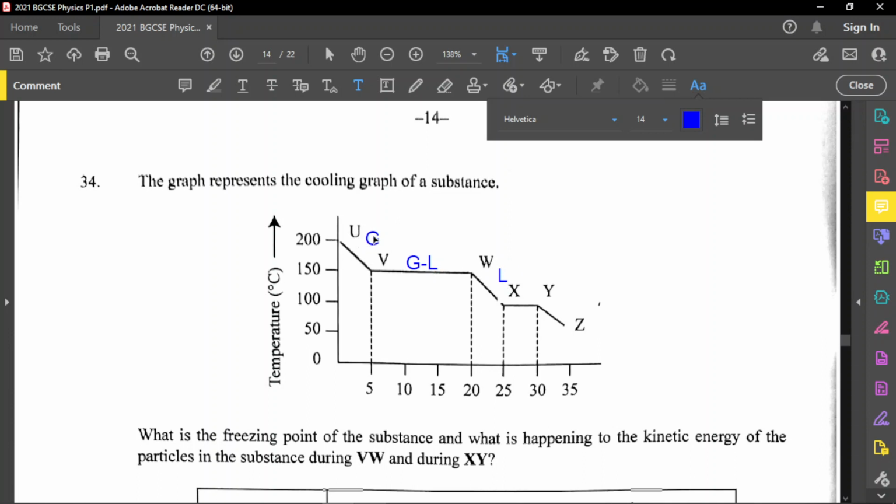So U to V, that's a gas. From U to V is a gas. From V to W, there's a gas to liquid. So at W, it's only liquid, and there's a change of temperature. So all the way to X is only liquid.